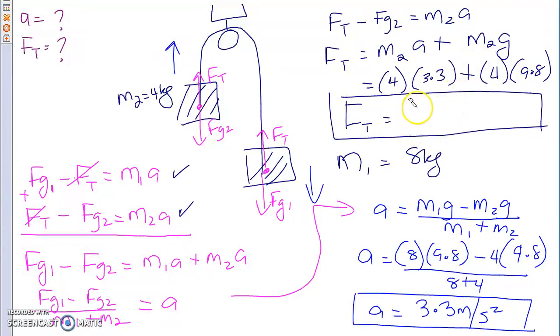Yes? How much? 52.4 newtons. So that's the tension in the string all the way throughout the whole string. The tension here and the tension there is exactly the same. Yes.